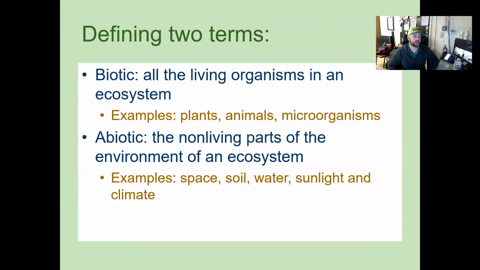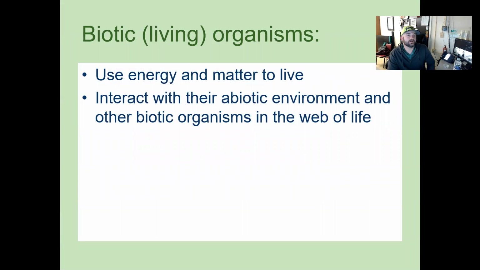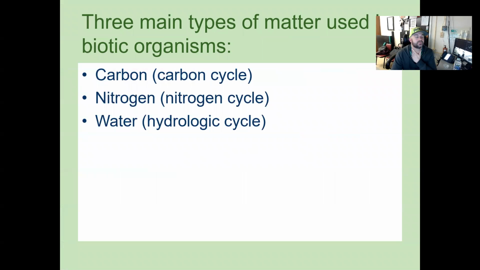So we're going to define that in two terms: biotic, which is all the living organisms in an ecosystem. Some examples of this would be plants, animals, and microorganisms. And abiotic, which is the non-living parts of the environment of an ecosystem. Examples of this would be space, soil, water, sunlight, and climate. Biotic living organisms use energy and matter to live, and interact with their abiotic environment and other biotic organisms in the web of life.